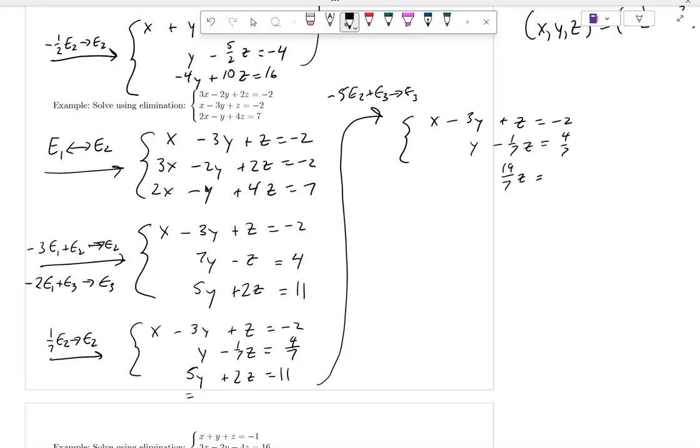Negative 5 times 4 over 7. That's the next one, right? Negative 5 times the constant. Negative 5 times 4/7 is negative 20/7. 11 is 77/7. Negative 20 plus 77 gives us 57/7.